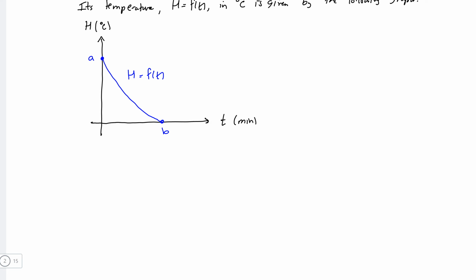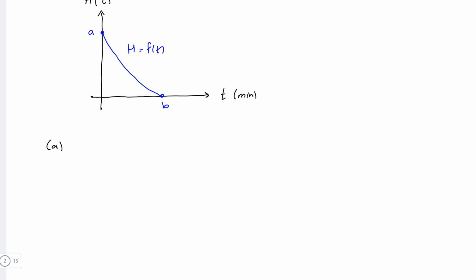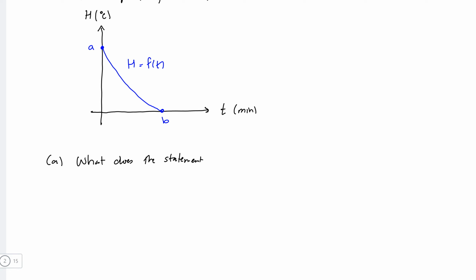So we can ask some questions about this. So for instance, let's interpret what this function actually means. So what does the statement f of 30 equals 10 mean? Okay, so it's important for us to be able to take the math here and put it into everyday language.